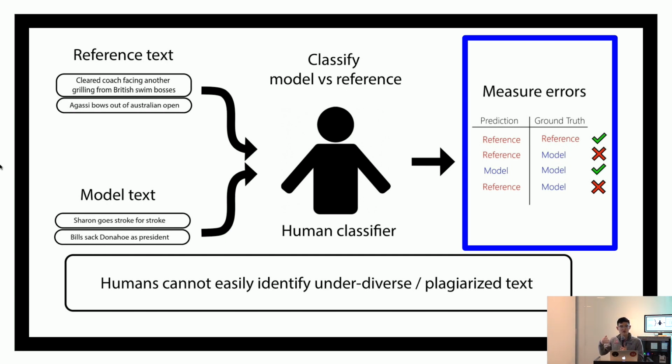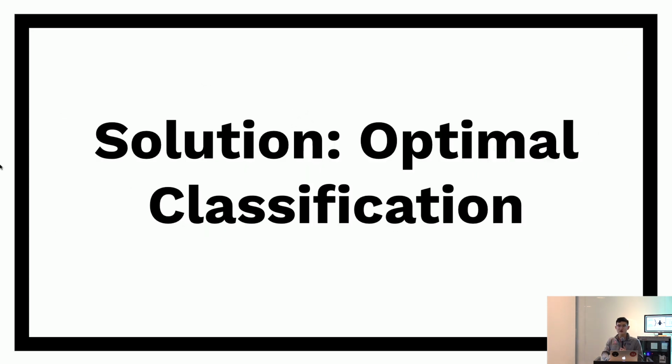If the judge makes a lot of errors, it suggests that these distributions are harder to distinguish and thus closer together. Of course, as we mentioned, if we use a human as a judge, we suffer from being unable to capture the under-diversity issues. We get around this by replacing the human classifier with the optimal classifier.